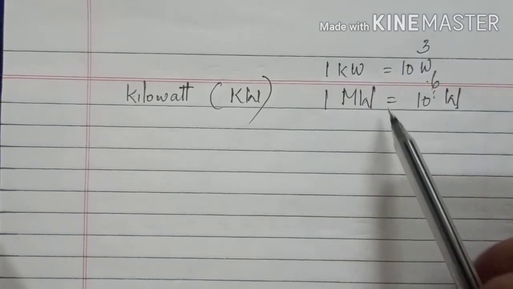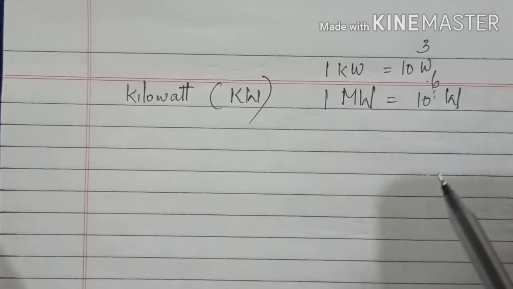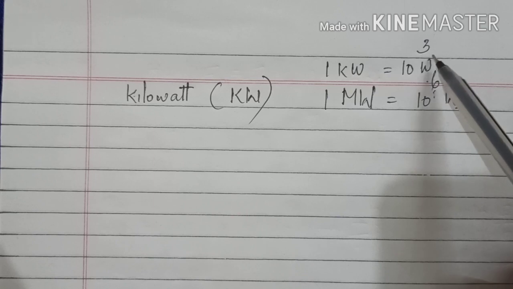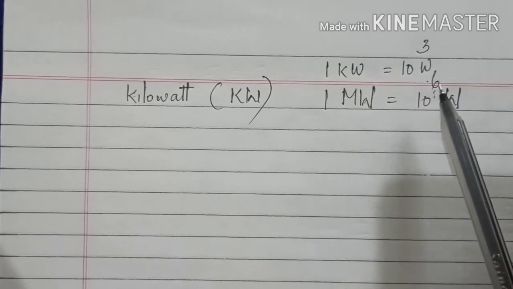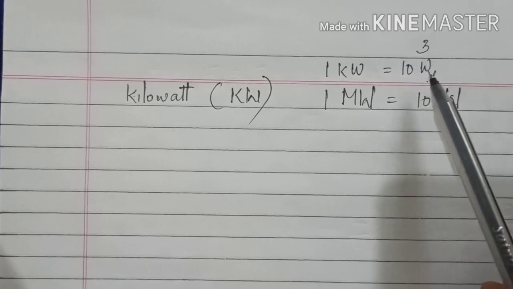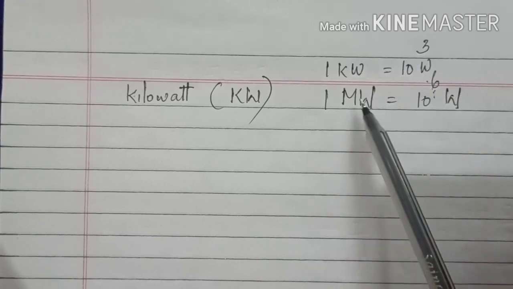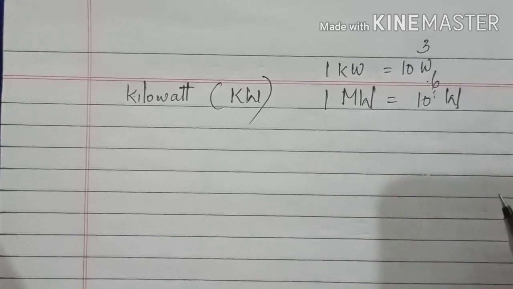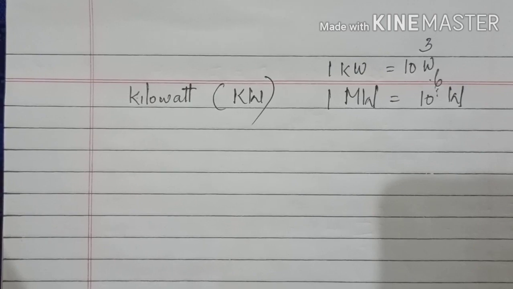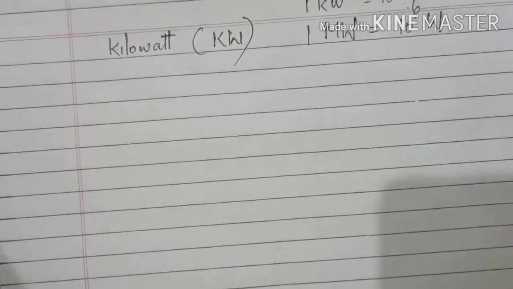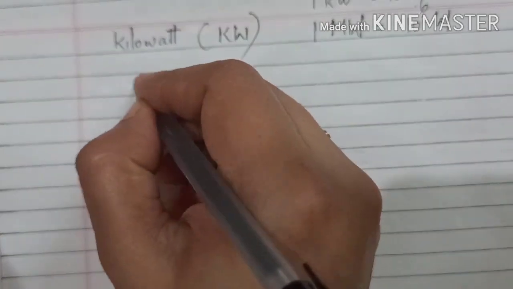So these are also needed for numericals. If it is given in kilowatt, you have to convert it into watt sometimes. So you have to do it like this. 1 kilowatt equal to 1000 watt or 10 power 3 watt. 1 megawatt equal to 10 power 6 watts. Now another important question is the commercial unit of power. Commercial unit of power is horsepower.